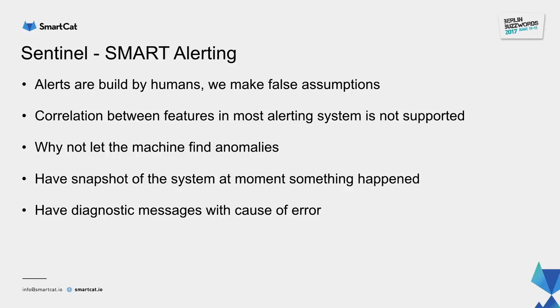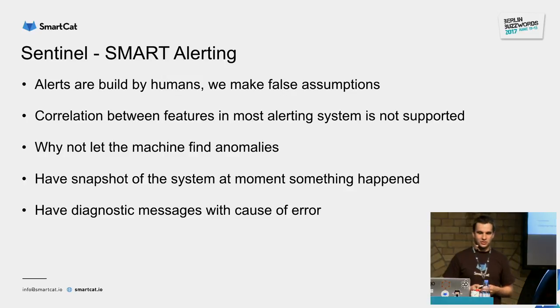We realized that we wanted a better solution here as well, so we started building Sentinel, a smart alerting solution. We wanted to have a machine learning algorithm crunch these metrics and do anomaly detection. And I think the real problem with alerts is having humans make assumptions about the systems.